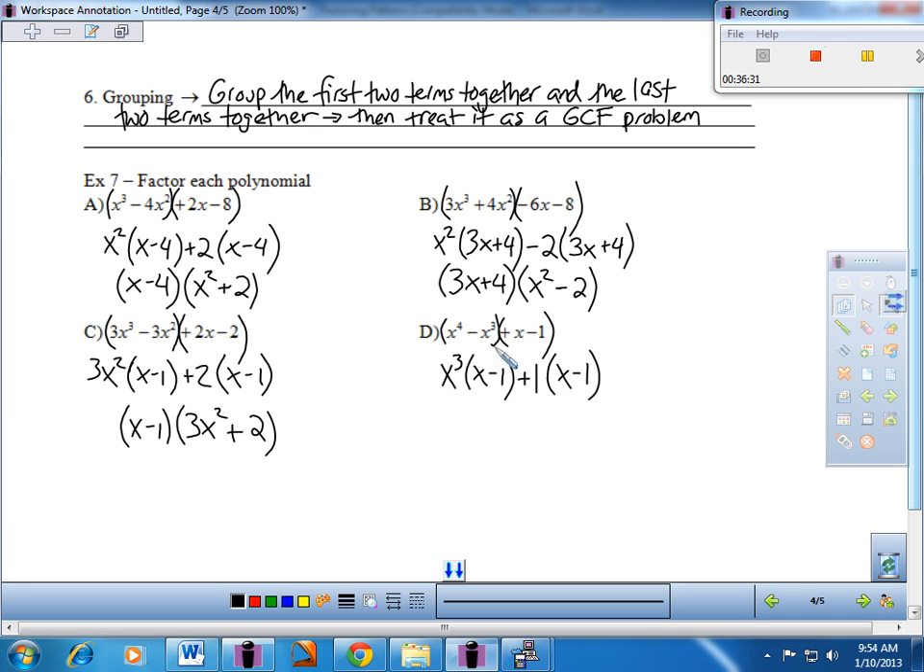Now everyone look, I have this right here and this right here. What is common to both of those terms? It looks like x minus 1 is in the left and x minus 1 is in the right. So I pull it out, and I get that right there.